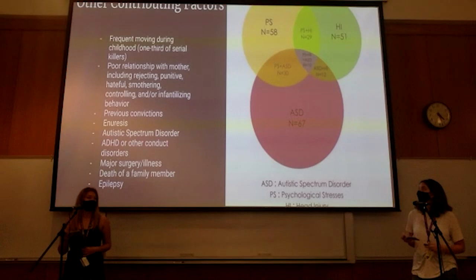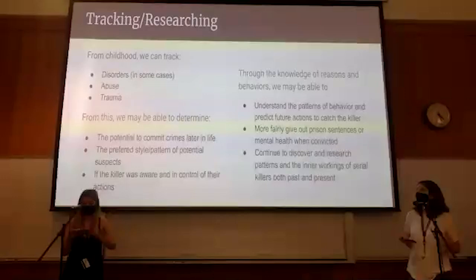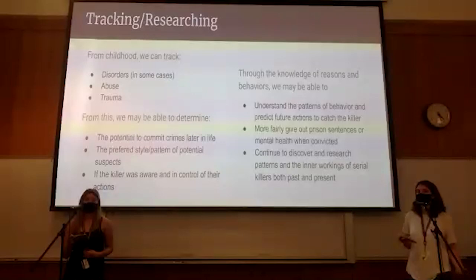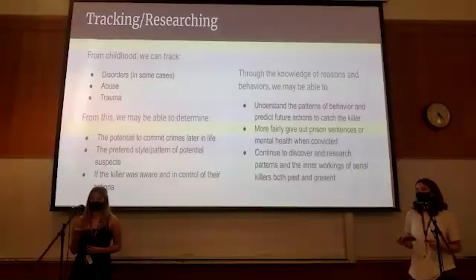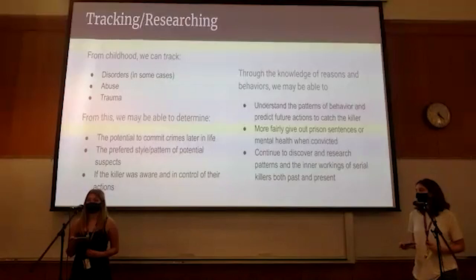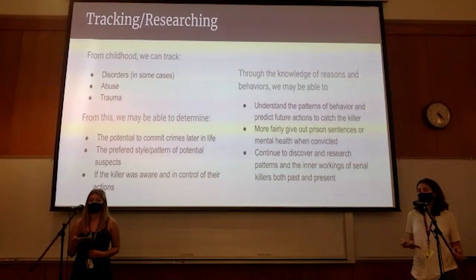So with this, we can potentially try to track disorders, abuse, and physical trauma, starting from early childhood. By tracking this, we can potentially track the potential of an individual to commit crimes later in life, the preferred style or pattern of those crimes, and if the killer was aware they could control their actions at the time, which can help in understanding between people.